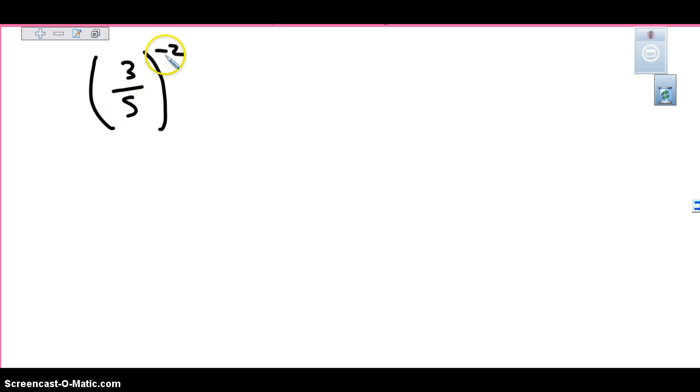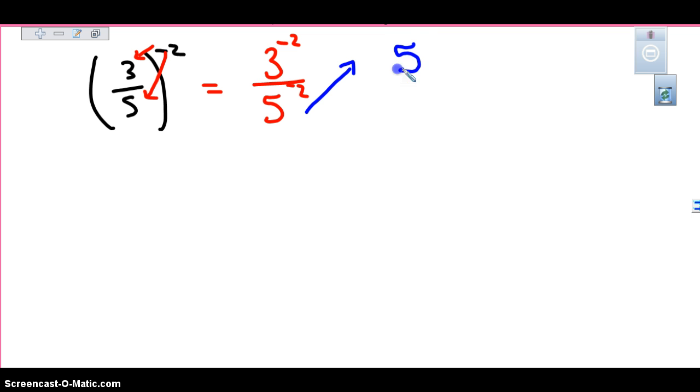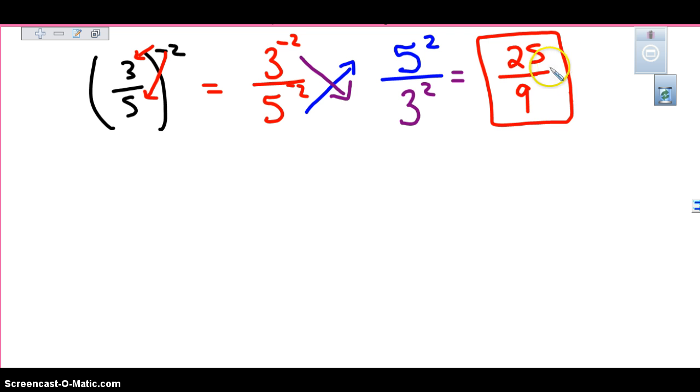If you have 3 over 5 raised to the negative 2 power, we distribute the negative 2 exponent. We say 3 to the negative 2 power over 5 to the negative 2 power. Now, in order for us to evaluate the negative exponents, we have to make them positive. So the negative exponent in the denominator, we bring this power to the numerator, so it's 5 squared, and we bring the negative power to the denominator, 3 squared, and now we can evaluate and say 25 over 9. Could we write this improper fraction as a mixed number? We can write it as 2 and 7/9.